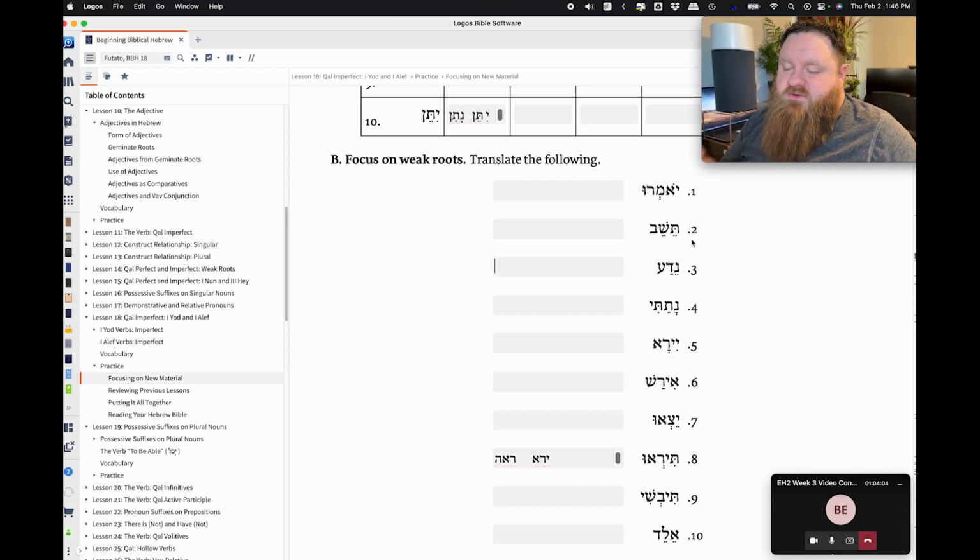Number two, I see the seri seri, so I immediately know this is a one yod vav. So yashav is my root with a tav prefix, no suffix. That's going to be either 3fs or 2ms in the qal imperfect.